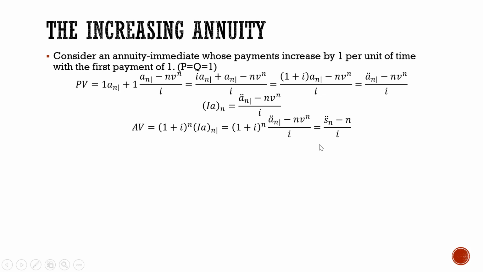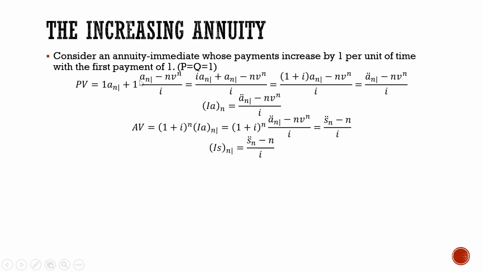We also can calculate the accumulated value. For the accumulated value, we take the present value times (1 plus i) to the n, because the present value is at time 0 and the accumulated value is at time n. So we multiply by (1 plus i) to the n and do some basic algebra, and we have S double dot n minus n over i. And so this is the annuity immediate.